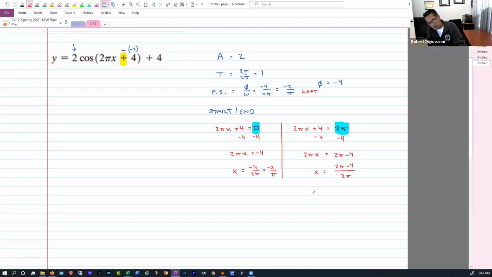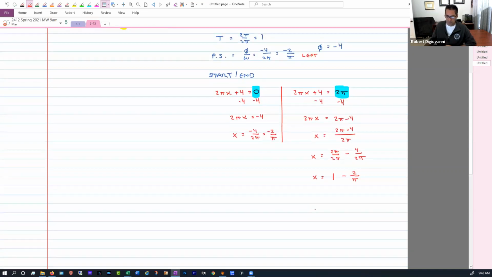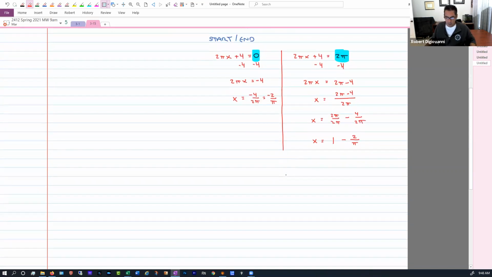All right, so now what we'll do is, I mean, we could go with this, but I'm going to rewrite this as 2 pi over 2 pi minus 4 over 2 pi. I'm going to split it into two fractions because I have one denominator. And I'm only doing that because 2 pi over 2 pi is 1. And then I have minus, if I reduce that, I get 2 pi over pi. I mean, sorry, 2 over pi. That's the other one. So now let's try and graph.